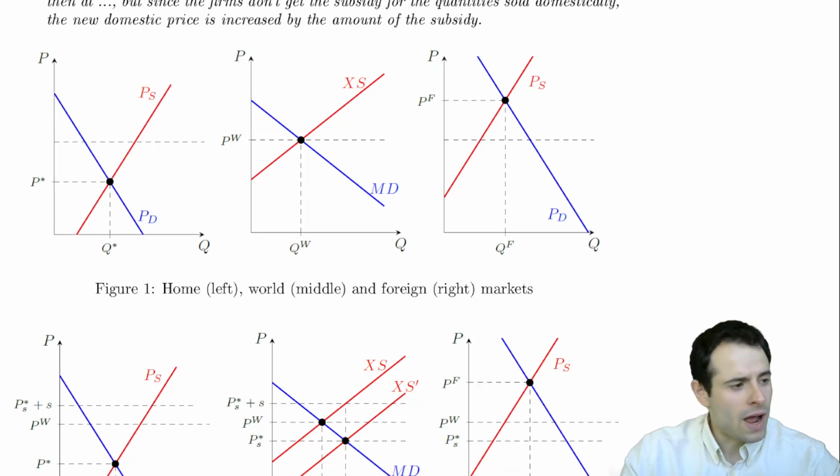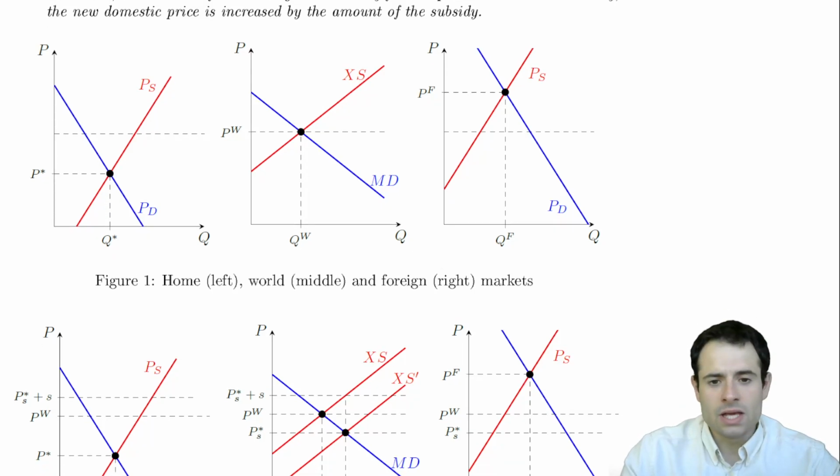The first three graphs show the equilibrium price before the subsidy. The home country on the left has a higher supply than demand at PW. So any excess supply will constitute an export supply. So this gap here is actually equal to this distance here. This gap here is equal to this gap here, and so on and so forth.